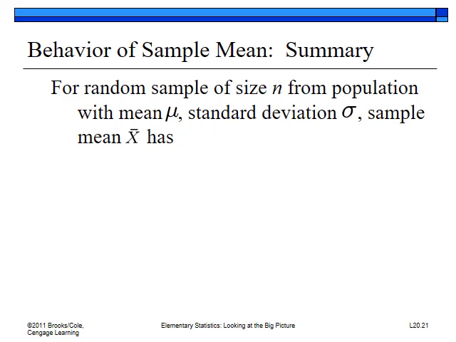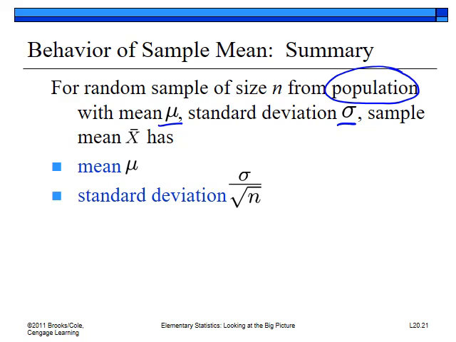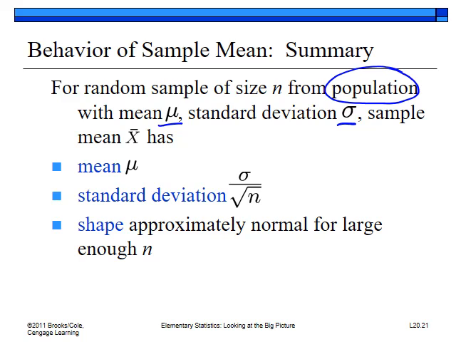So, remember, for a random sample of size n from a population with mean mu and standard deviation sigma, these are the mean and the standard deviation for the population. The sample mean x bar has mean mu also, and standard deviation sigma divided by the square root of n. The shape is approximately normal if n is large enough, and large enough depends on how our original x is distributed.